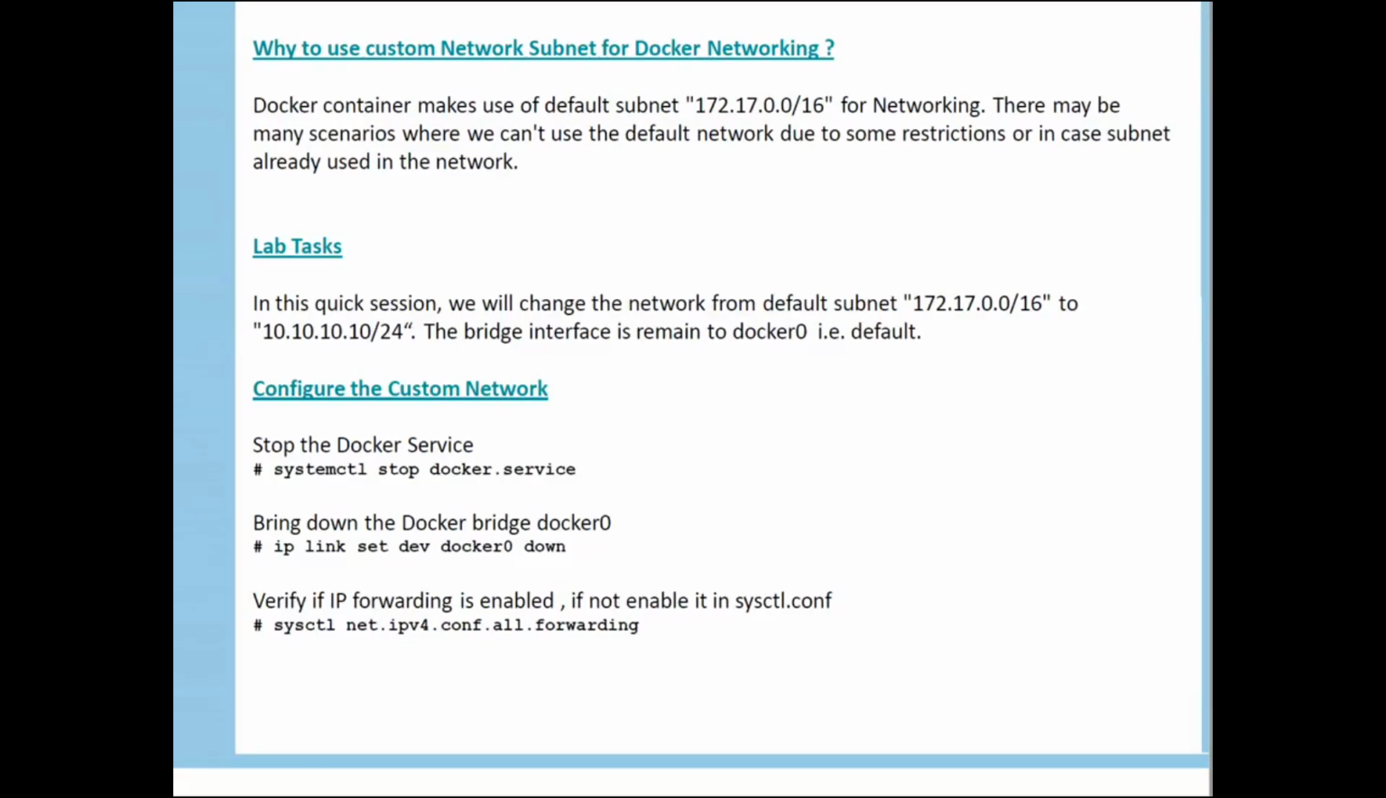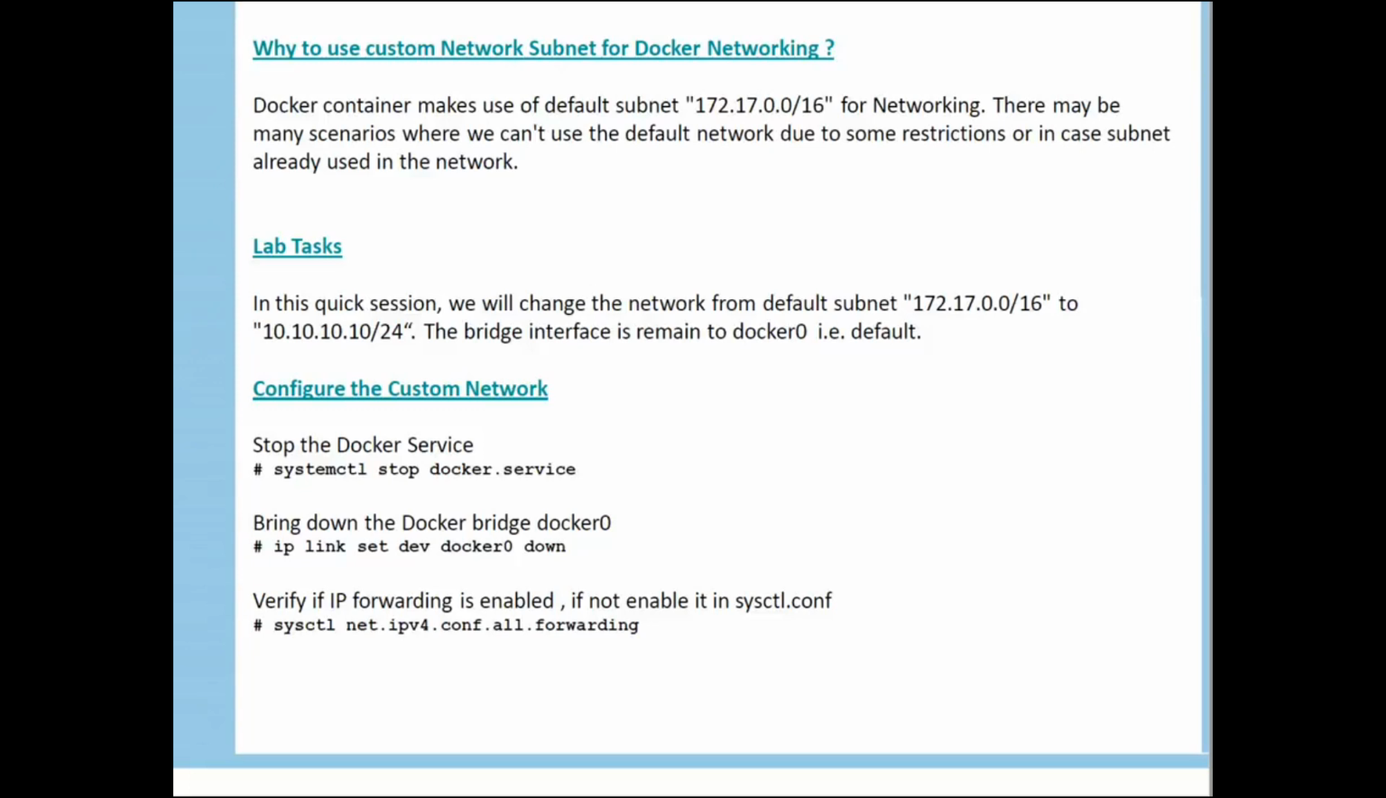Scenario where we want to use our custom network subnet. By default, Docker containers make use of the default subnet, which is 172.17.0.0/16 for networking. There may be scenarios in your network where you can't use this particular subnet. The reason may be that you have some restrictions or this particular subnet is already used. So how can you change it to a custom one?